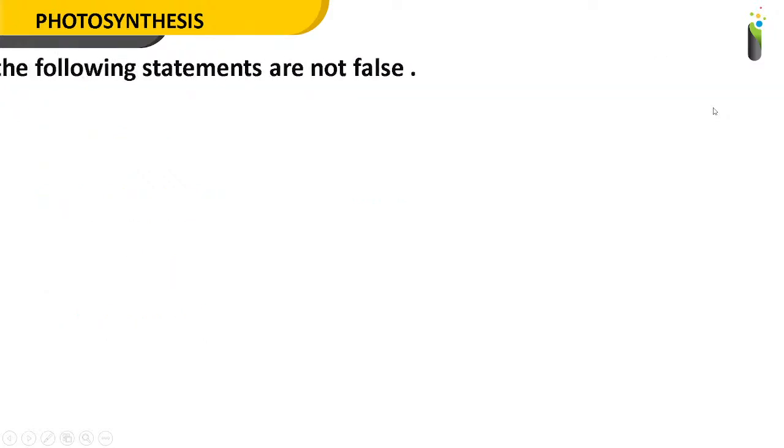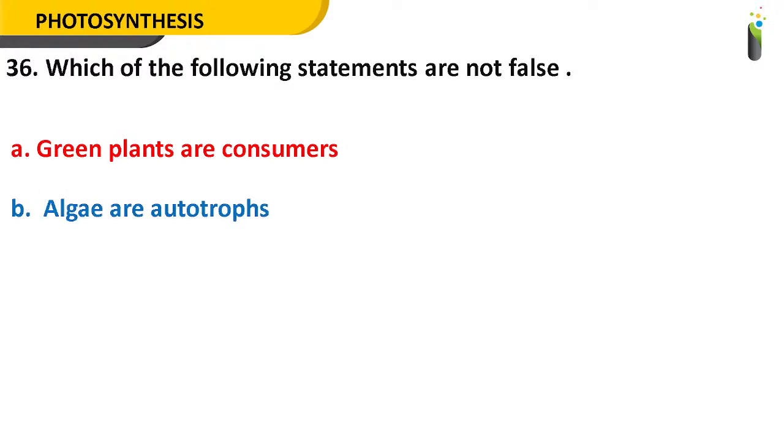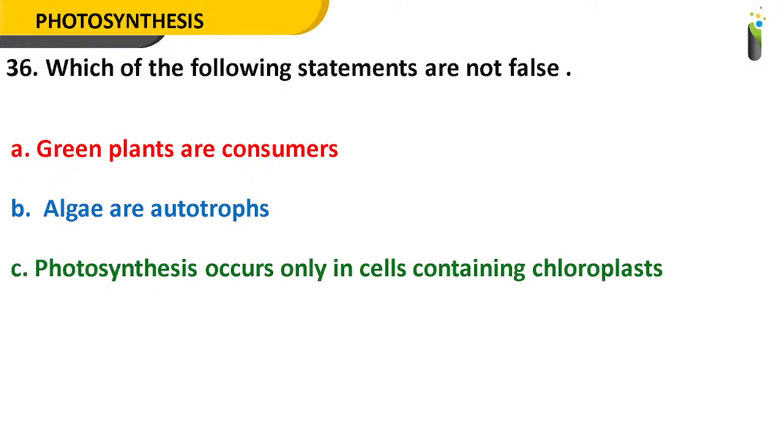Now, the next question, question number 36. Which of the following statements are not false? That is, you have to find out the true statement. A, green plants are consumers. B, algae are autotrophs. C, photosynthesis occurs only in cells containing chloroplasts. D, both B and C.